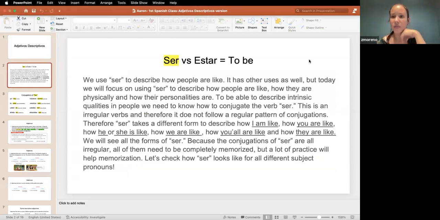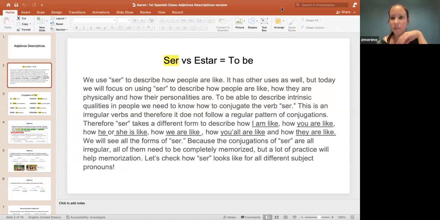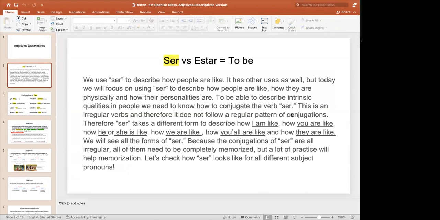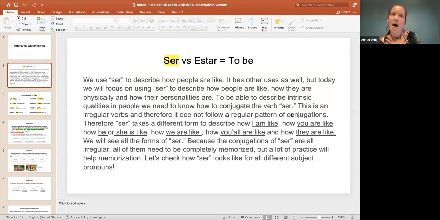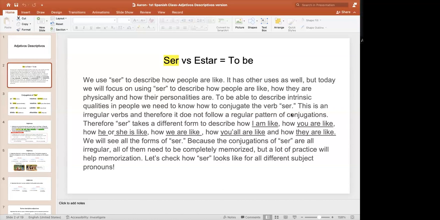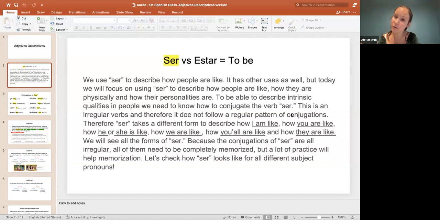So I want to start by going over the verb that we use to describe how people are like, right? In English, you have the verb to be, right? I can say, I am smart, slim, hardworking, nice to people, right? Yeah, I am brunette. You can say these things, or I can say the things about me. I am this and I'm that.